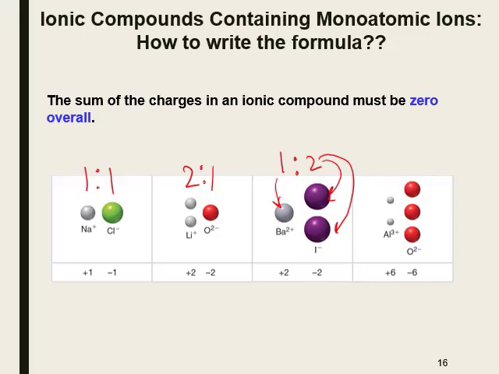The last case you may see is when the cation is 3 positive and the anion is 2 negative. In this case, the only ratio which will neutralize each other will be 2 cations for every 3 anions. Each cation is 3 plus, so 2 cations will give you 6 plus, and 3 anions, each one 2 negative, will also give 6 negative. So the ratio will be 2:3.